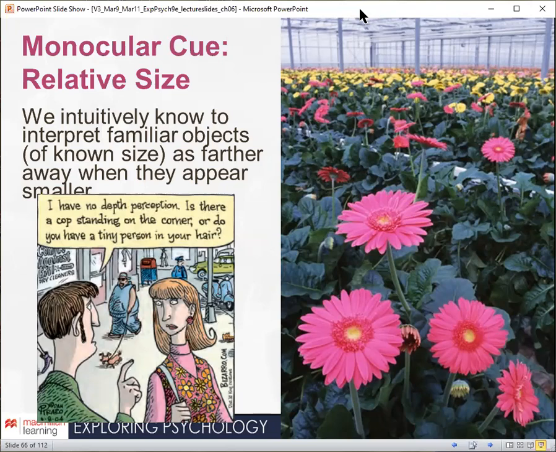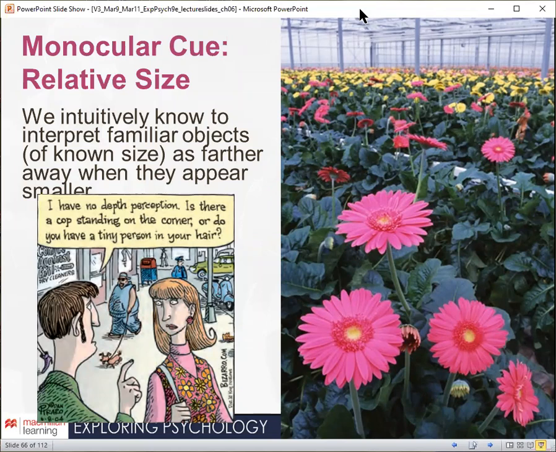Okay, so we intuitively know to interpret familiar objects of a known size as further away when they appear smaller. So as we look further back in the photograph on the right here, we say they are further away because we know what the size of flowers are. And the ones closer to us, they are closer to us. That's why they appear larger than the ones in the back.